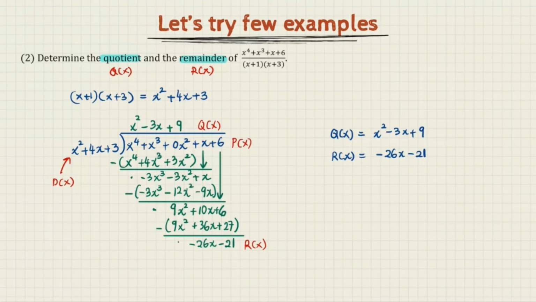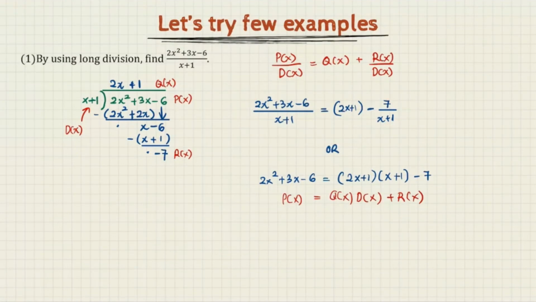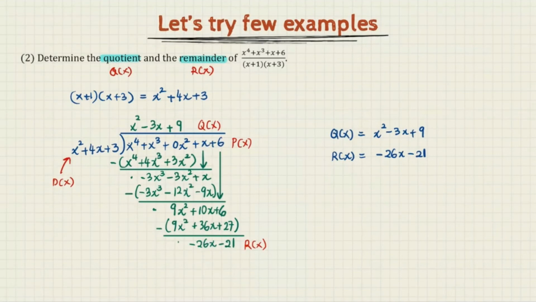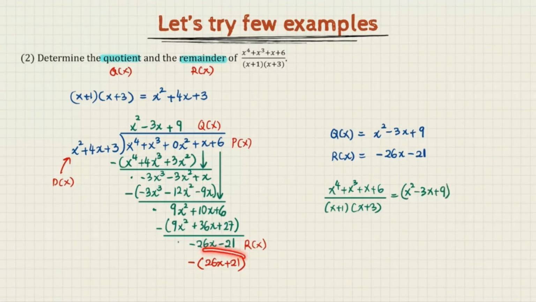When we have negatives like this, I want to show how we write it in this form. For this remainder, we can factorize the negative, so we have negative of 26x plus 21. In fraction form like just now, x to the power of 4 plus x cube plus x plus 6 over x plus 1, x plus 3 will equal our quotient, x square minus 3x plus 9, and then we have the negative. I put the negative outside: negative of 26x plus 21 over x plus 1, x plus 3.